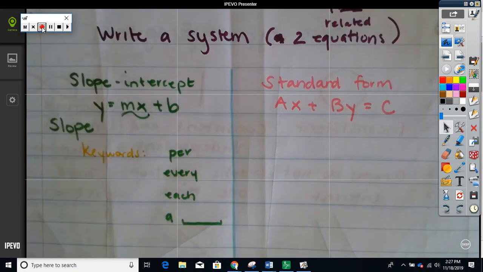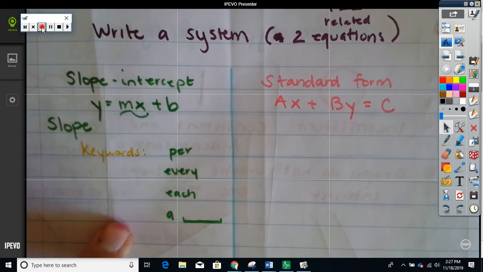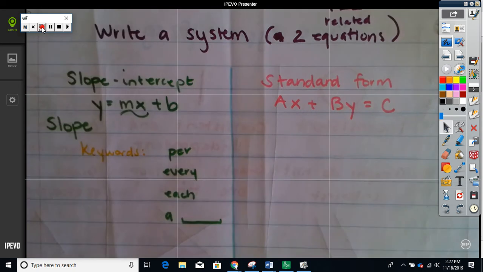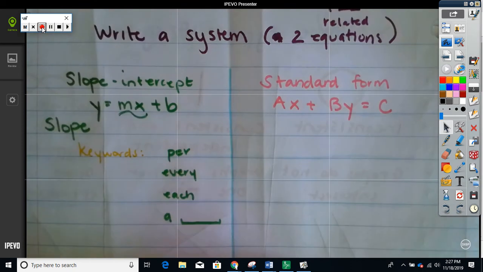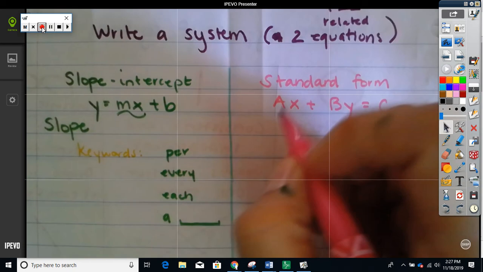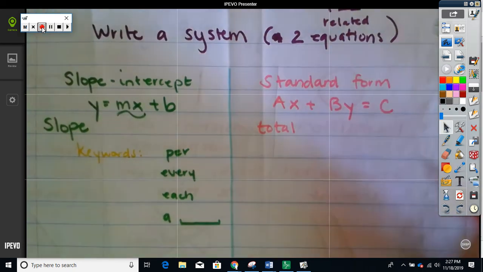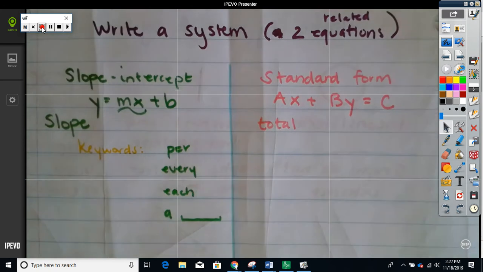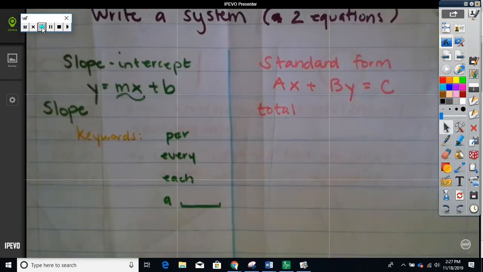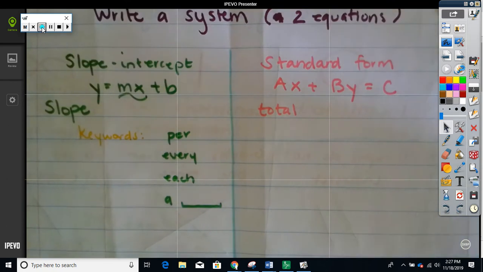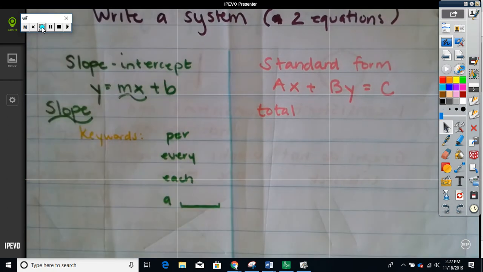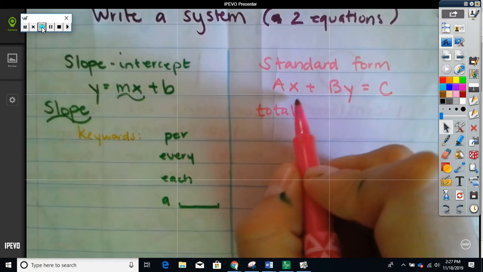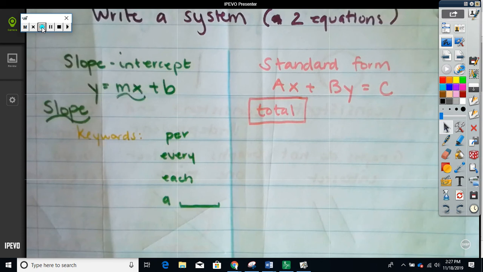So if you have a slope, you're writing it in this format. If you have standard form, it's not going to have a slope. It will not have a slope. What it will have instead is a total. Okay? So when you get the word problems, and you're going to get some in just a few minutes, I'm going to ask you to please put a squiggly underneath the slope whenever you see it in the word problem. And whenever you see a total, I'm going to ask that you put a box around the total.